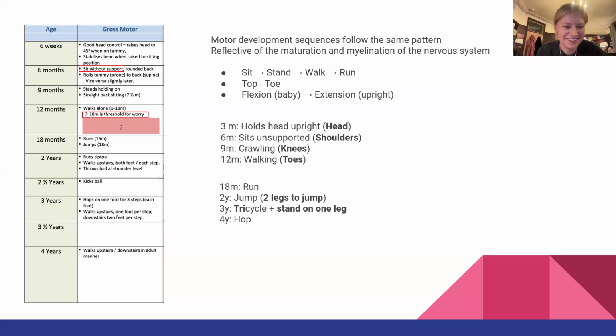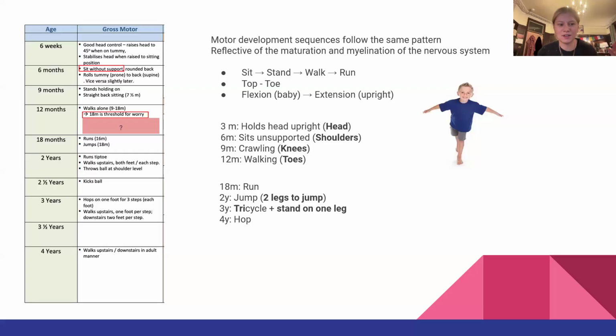Brilliant. So next, at 18 months, you start to run. And then for 2, 3, 4 years, the way I remember it is you need 2 legs to jump. At 3, you need to be able to stand on 1 leg. So what I picture is an image of a kid like this who's standing with his 2 limbs out and on 1 leg.